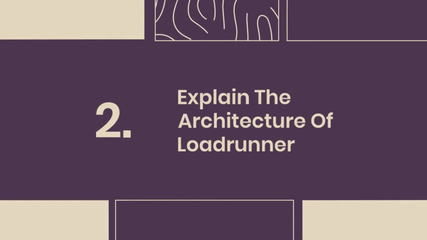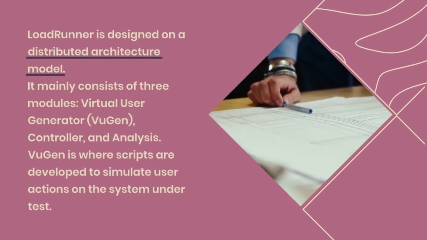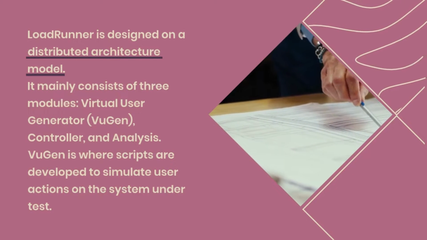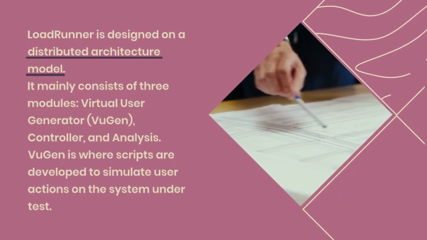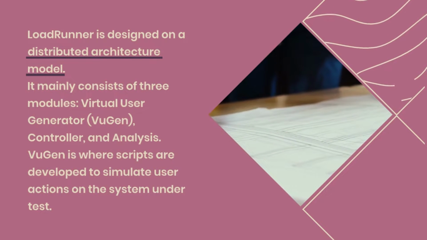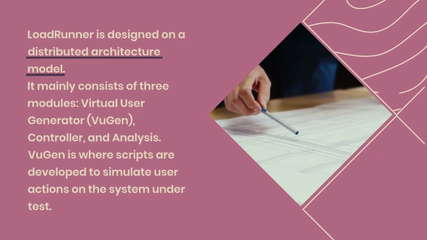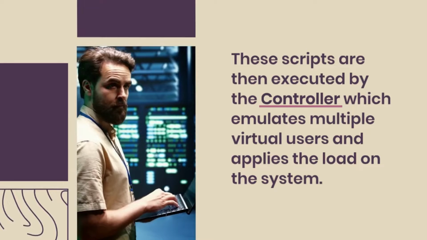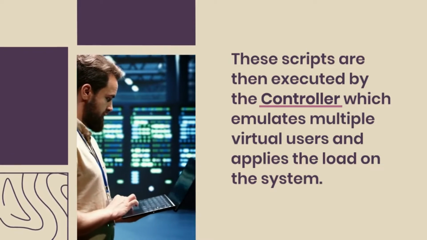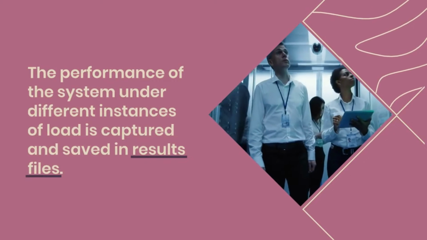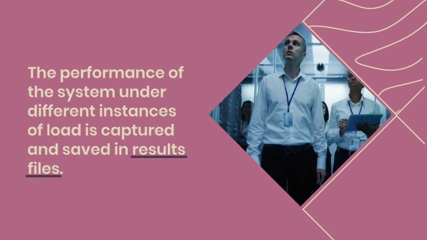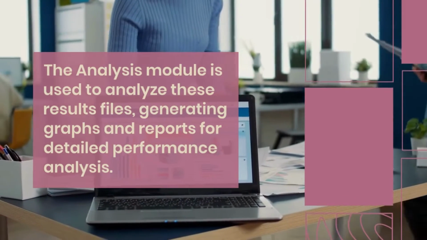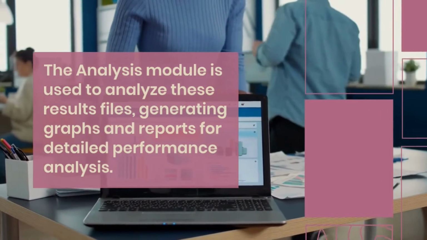2. Explain the architecture of LoadRunner. LoadRunner is designed on a distributed architecture model. It mainly consists of three modules: Virtual User Generator, VuGen, Controller, and Analysis. VuGen is where scripts are developed to simulate user actions on the system under test. These scripts are then executed by the controller, which emulates multiple virtual users and applies the load on the system. The performance of the system under different instances of load is captured and saved in results files. The analysis module is used to analyze these results files, generating graphs and reports for detailed performance analysis.